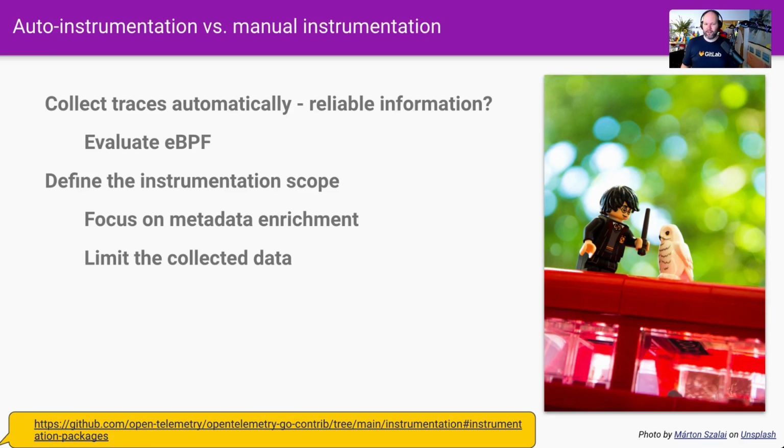I've talked quite a lot. There are certain other things to really consider, and this is something to be researched in the future. Is it good to use auto instrumentation or manual instrumentation, like collect the traces automatically? Is this reliable? Can we use, for example, eBPF or something like that? Or should we just define the instrumentation scope, focus on the metadata enrichment we want to control as the maintainers of GitLab Runner and GitLab Server, and also limit the collected data, because this can cause problems in large-scale environments.